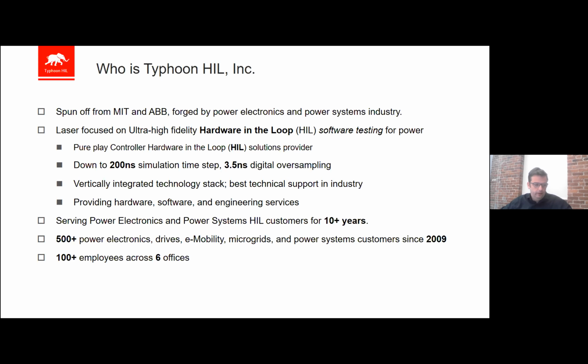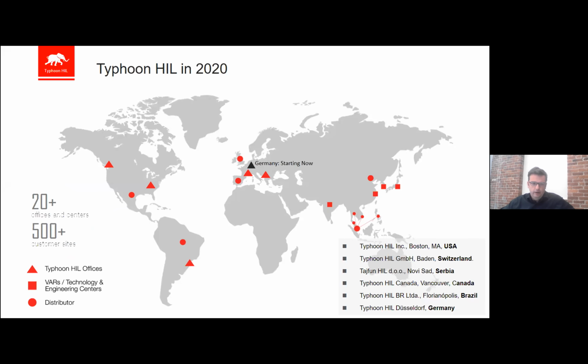And our initial huge success was that we managed to simulate power converters with 1 microsecond time step in real time. Since then, it's been more than 10 years, and we have more than 500 power electronics, drives, e-mobility, microgrid, and power system customers. We're crossing the 100-employee barrier, with 6 offices and a few more in the making.